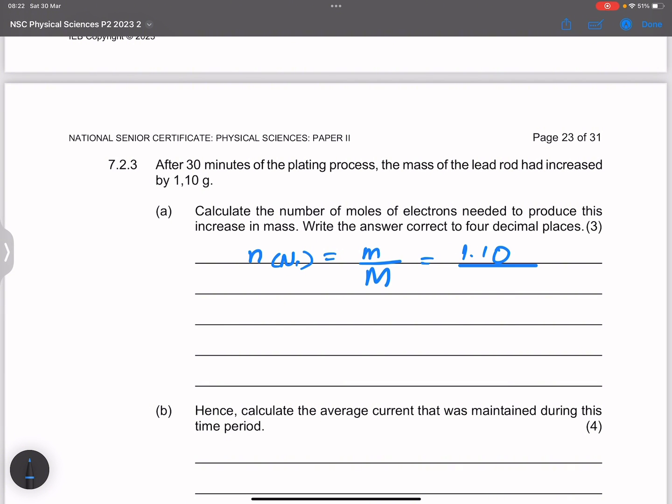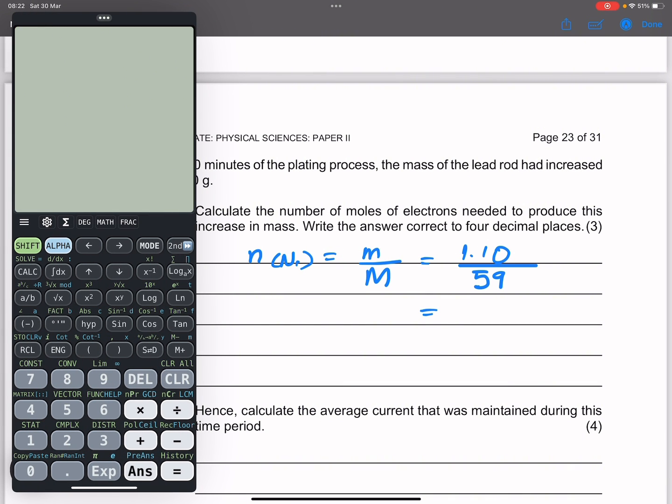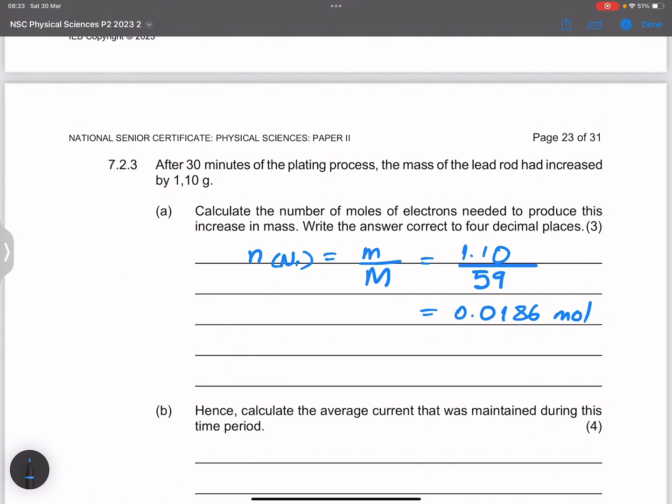nickel, we actually have 59. There it is. Okay, so it's 59. Of course, you would have gotten this from your periodic table. And so what do we get? Okay, so we're going to say 1.1 divided by 59. I get 0.0186. Okay, so this is moles rather. So this is 0.0186 moles.